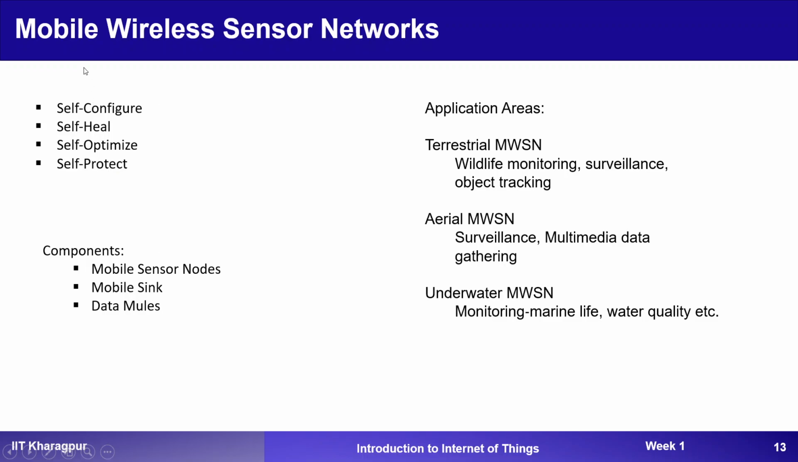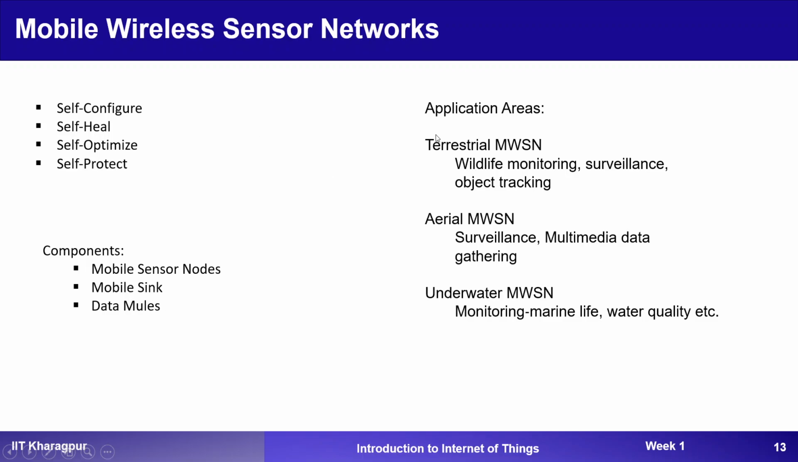Now, what are the components of a mobile wireless sensor network? The first ones are mobile sensor nodes, mobile sink, and data mules. Mobile sensor nodes, as the name suggests, are not stationary, they can move anywhere in the field. Second is the mobile sink. The sink is the node which collects the data from the sensor network and further transmits it to the network. A mobile sink means the sink node is also capable of moving in the field. And data mules are carrier nodes. These data mules move near the sensor nodes, take data from them, and send the data further to the mobile sink.